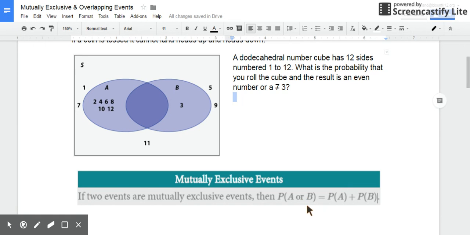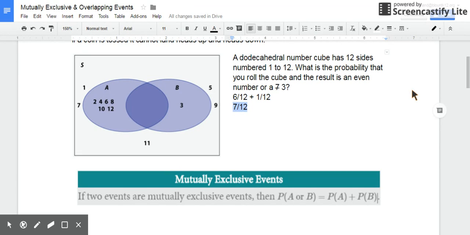The OR is a union. So we need the probability of A, which is out of 12 numbers, we've got 6 out of 12. And then for the 3, we've got 1 out of 12. So we would be adding 6 out of 12 plus 1 out of 12. So we would get 7 out of 12. Because remember, with fractions, all you do is add the top and keep your denominator.